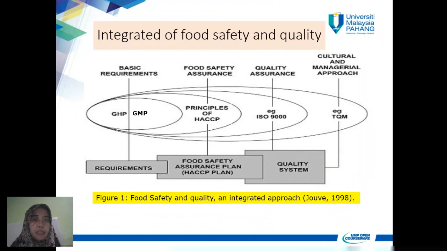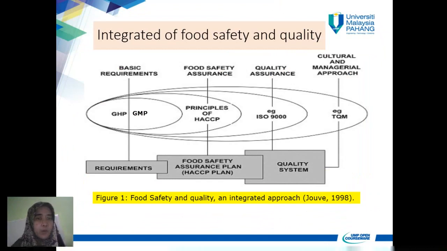Okay, so these are the integration of food safety and quality. Basically, the groundwork is the GHP, because this deals with the people who are doing it, and then the GMP deals with the processing involved, up to the HACCP, and at the end is the TQM.